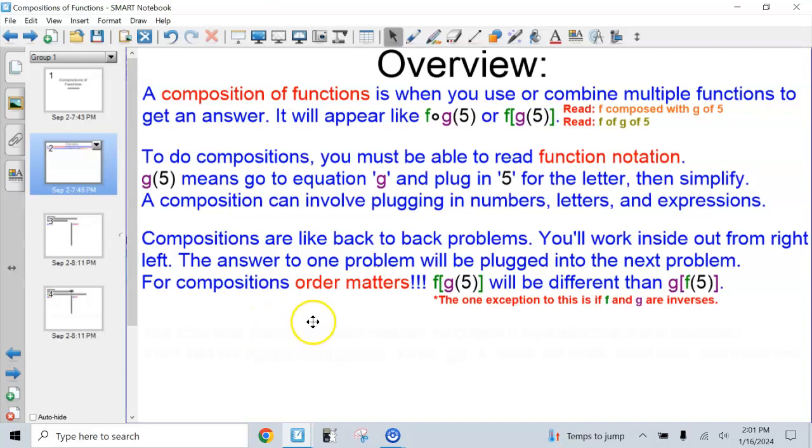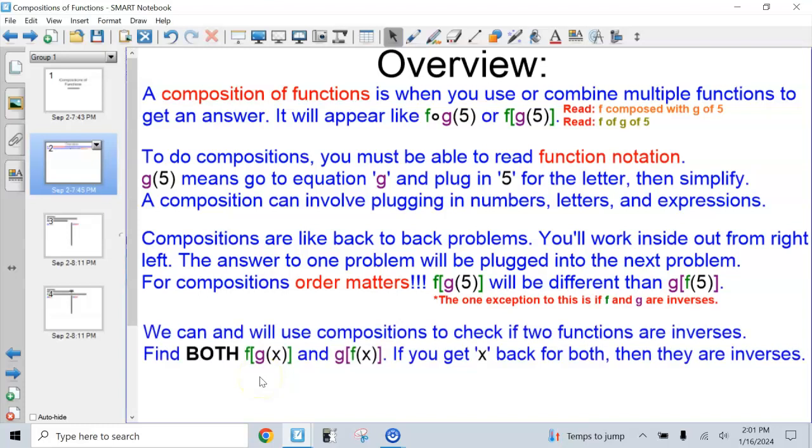For compositions, order is really important. f of g of 5 is different than g of f of 5. The one exception is if they're inverses. We can use composition to check if two functions are inverses. Find both f of g of x and g of f of x. If you get x back for both, then they are inverses.